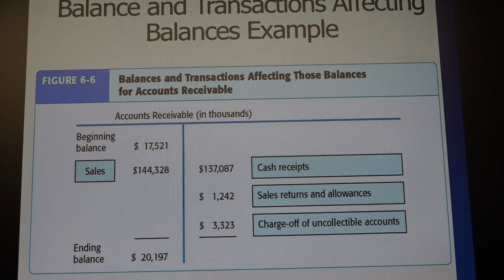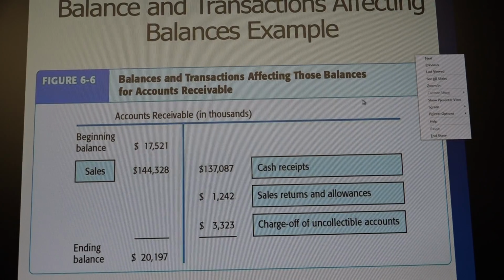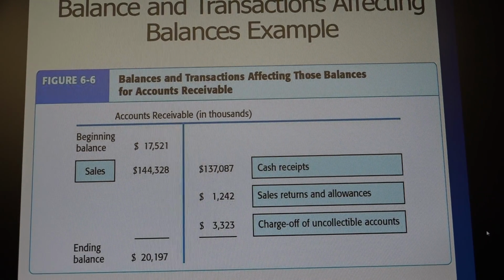And then on top of that, you would have sales returns and allowances, and charge-off of uncollectible accounts. So those are things that would be in our sales and collection cycle, basically. All this is part of the sales and collection cycle, right? You've got these different journals. You'd have sales returns and allowances, as well as your write-off for bad debt.